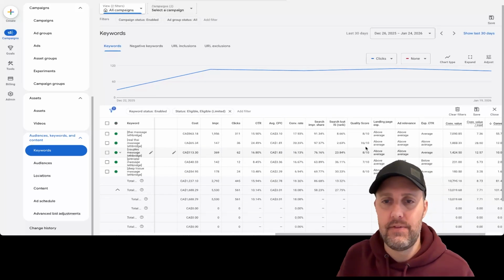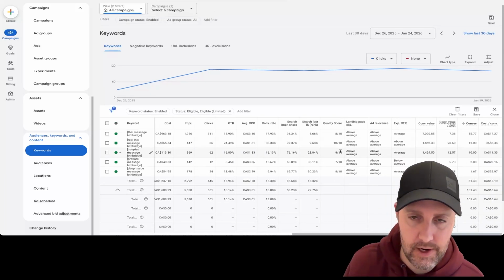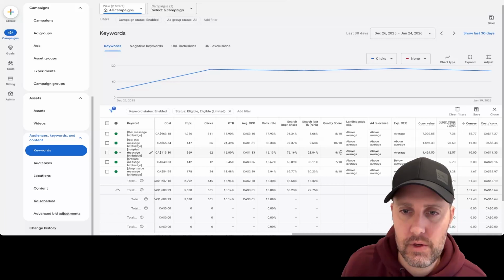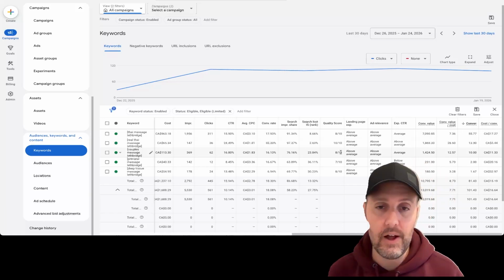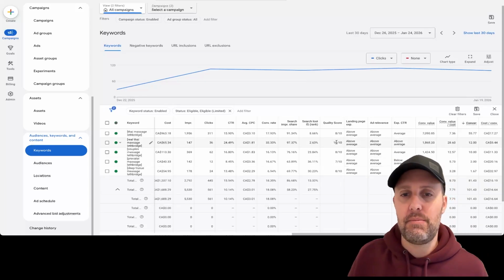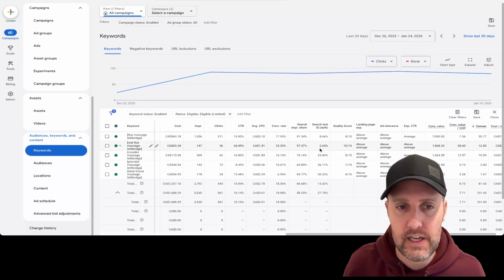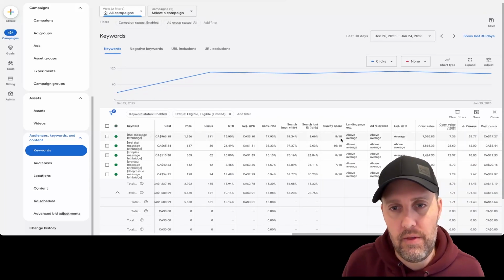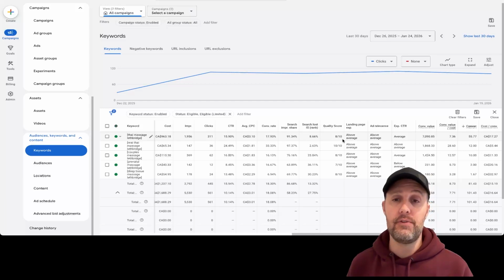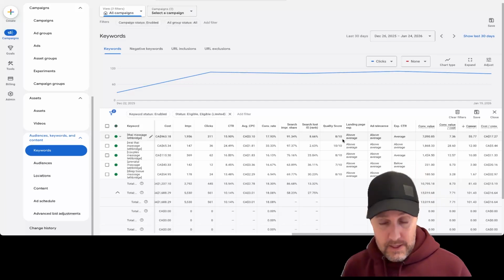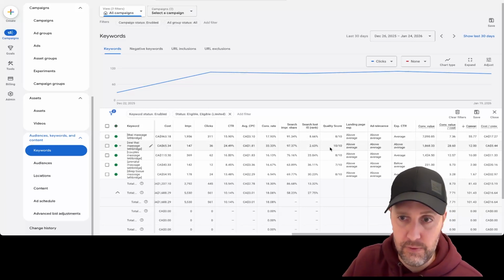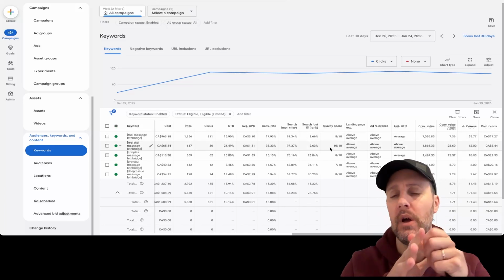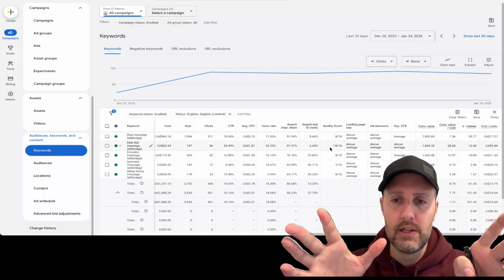I'm not trying to pat myself on the back here or cherry pick an account that is performing well in this regard. But this is a point of inquiry that I really want to see: where is the opportunity for improvement, and am I wasting money on a high volume keyword that's at a quality score of 3 or 4, let's say? That's absolutely what I think is important to look at here.